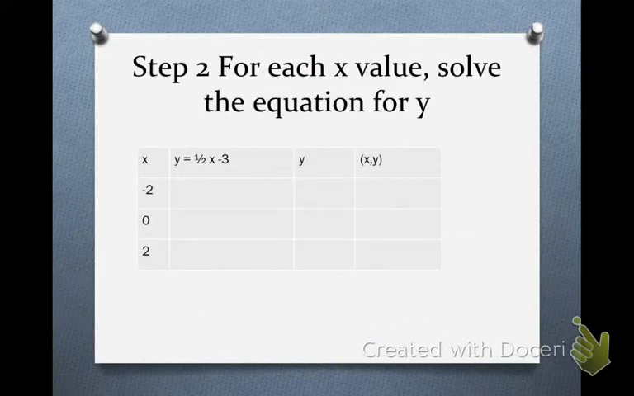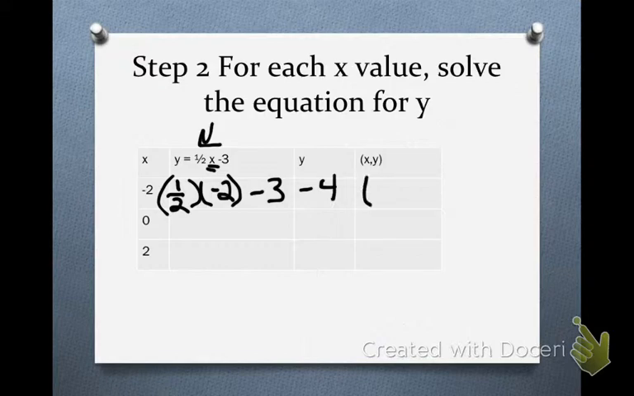Okay, the second step, for each of those x values, we're going to solve the equation for y. So I'm going to show you how to do that. So we know, here's our equation. So I'm going to substitute in for the x. So I have 1/2, -2 is my x, minus 3. So I know that 1/2 of -2 is -1, and -1 minus 3 is -4. So I'm going to now write them as xy coordinates. My x I chose was a -2, and my y that I just solved for is a -4.